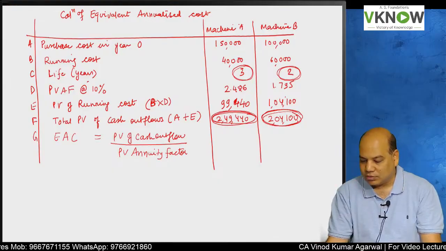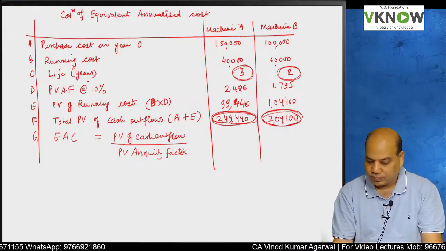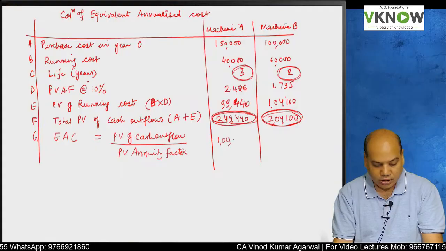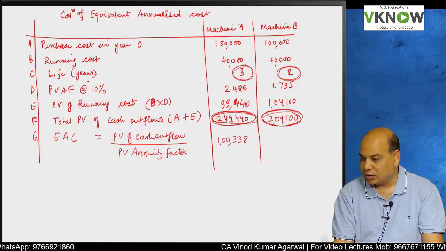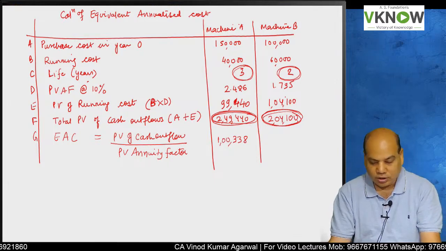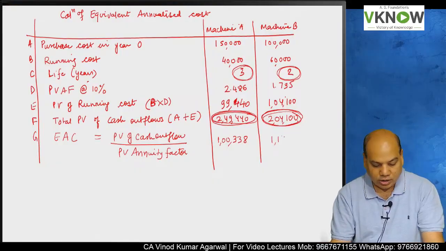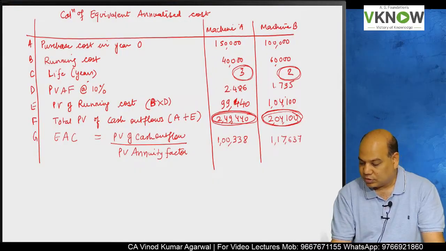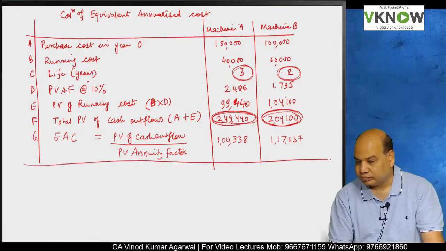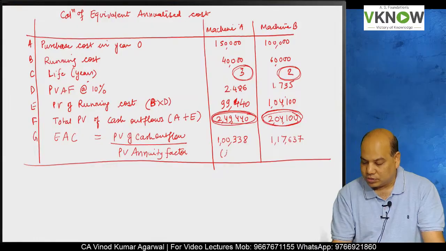So take on your calculator 2,49,440 divided by 2.486. Check the answer. 1,03,38 is right. And second column, 2,04,100 divided by 1.735, so you will get 1,17,637. This is called equivalent annualized cost. This is lower.